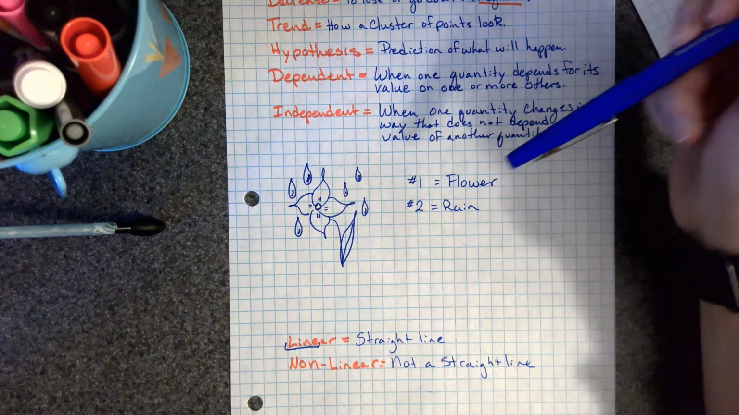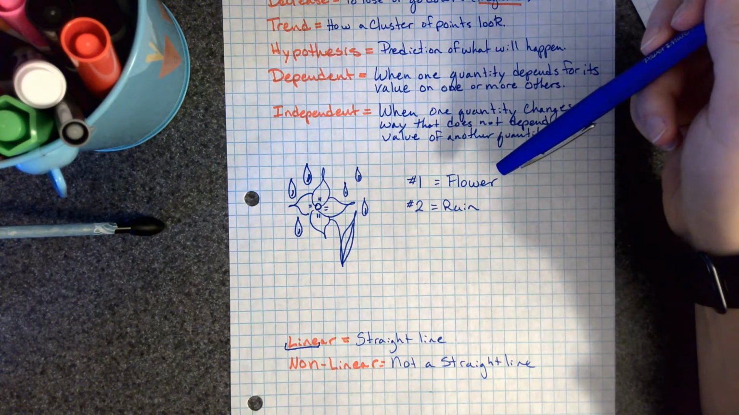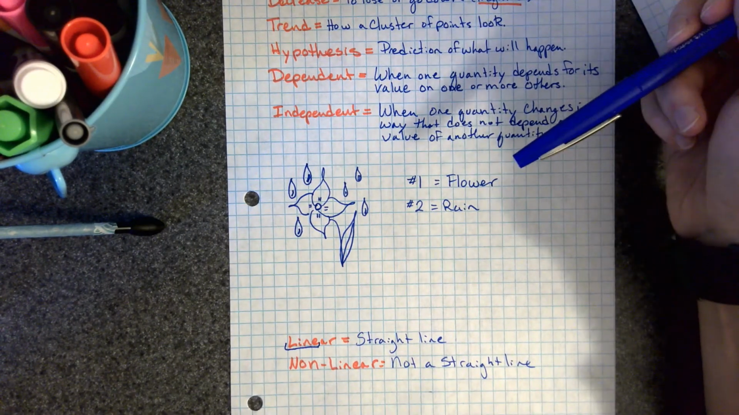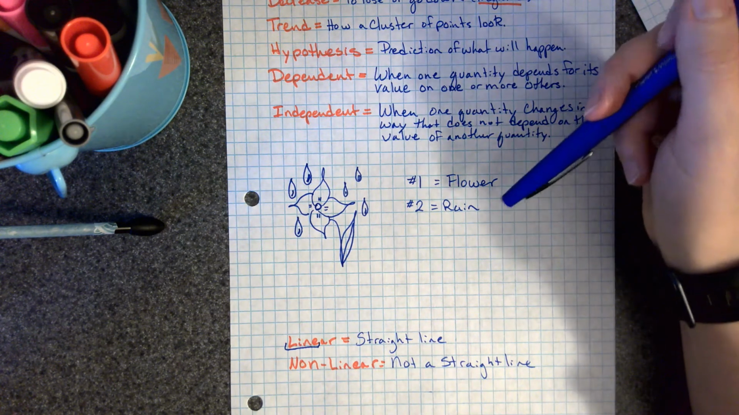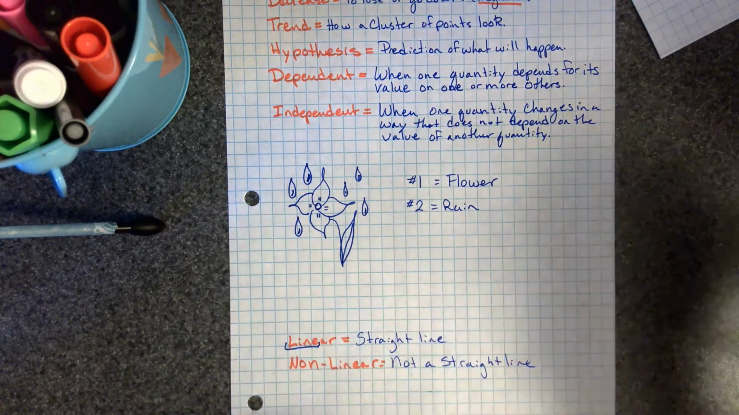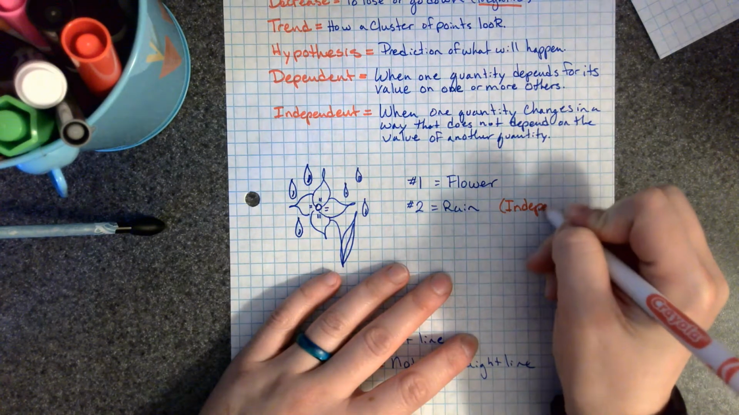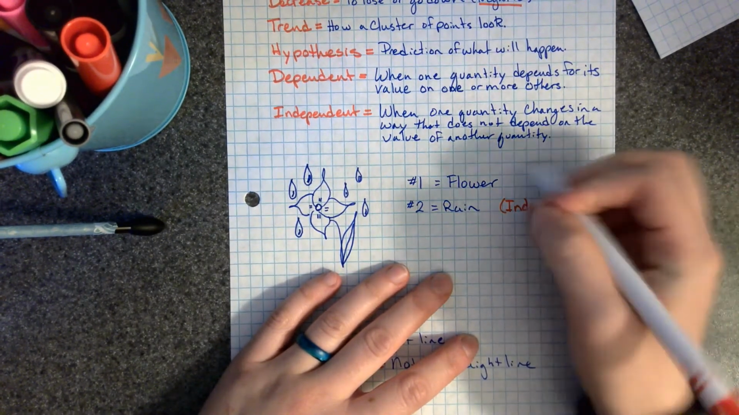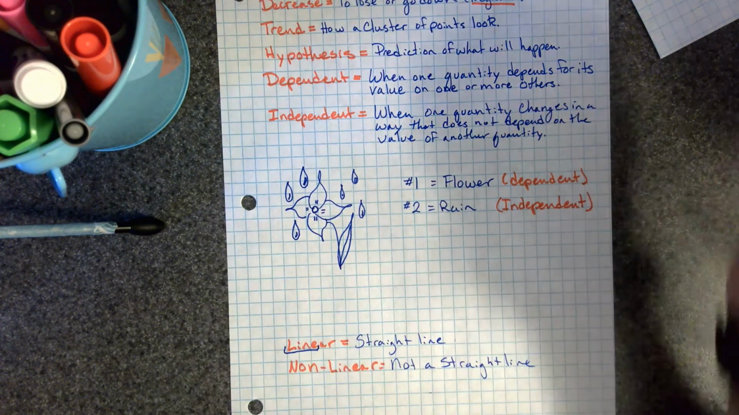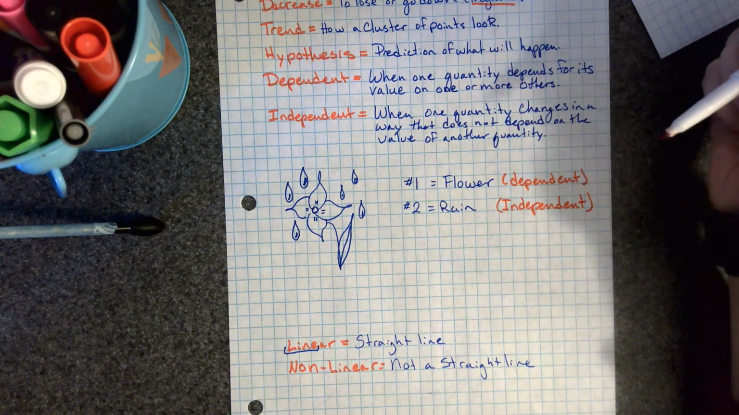Now let's look at the reverse. Does the rain depend on the flower being there for it to fall? No, the rain could care less whether there's a flower there or not. Look at the desert. Occasionally rain falls in the desert. There's no flowers. So the rain really doesn't care if there's a flower there. It's going to fall anyway. So that makes the rain independent because it really could care less about the flower's existence. And it makes the flower dependent because the flower is going to die if the rain doesn't fall.